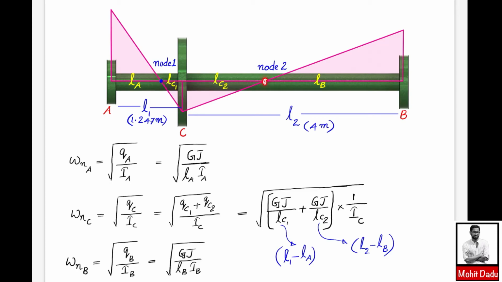So this is one node point and this is another node point. Here you can mark the different lengths to locate the nodes. Node 1 is located from the left rotor A by a distance of LA, and the distance at the other end will be LB.